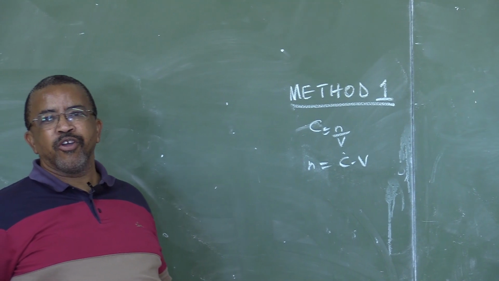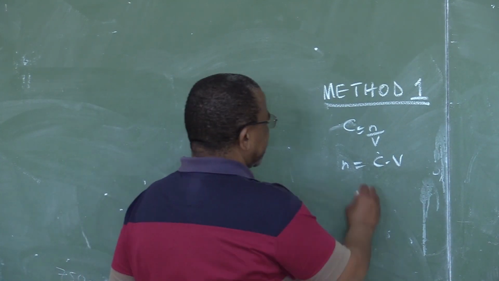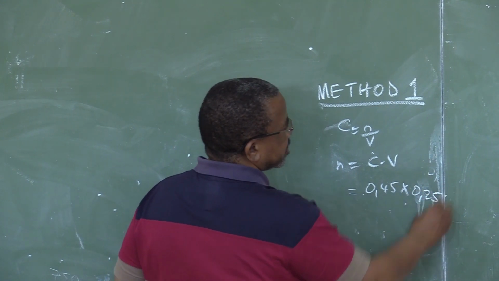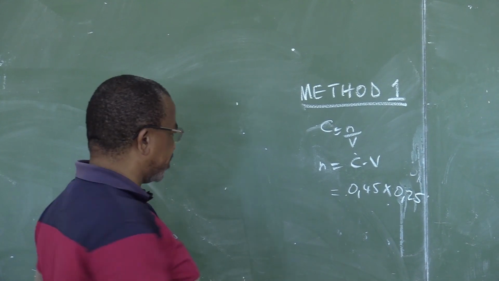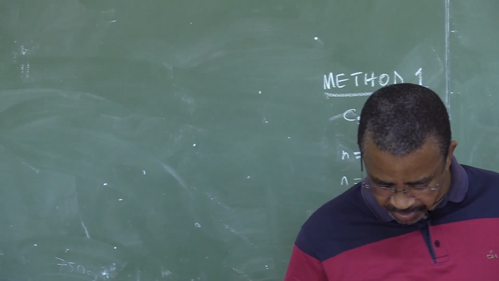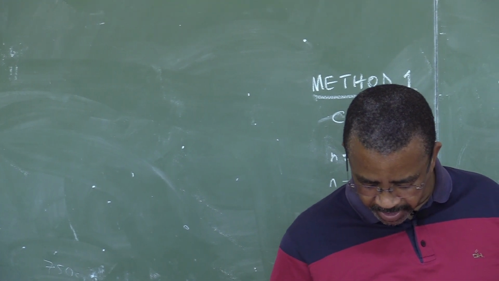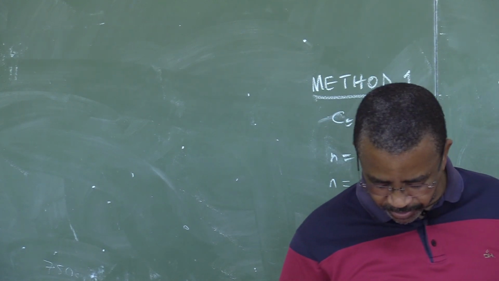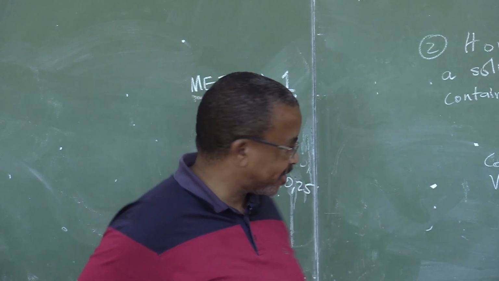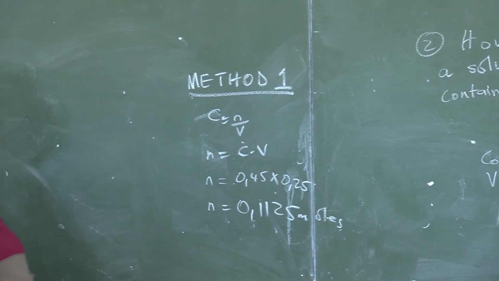Method 1: number of moles, or concentration, is number of moles over volume. So number of moles is concentration times volume, CV. What is the concentration? 0.45 times the volume 0.25. 0.45 times 0.25 is 0.1125. So the number of moles is 0.1125 moles.